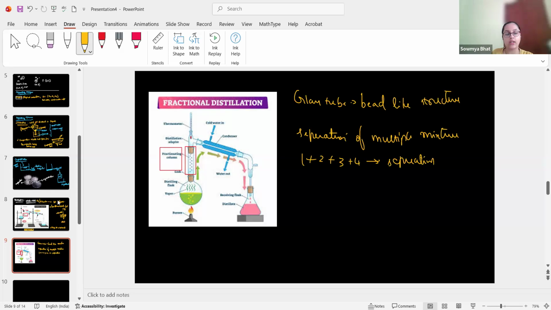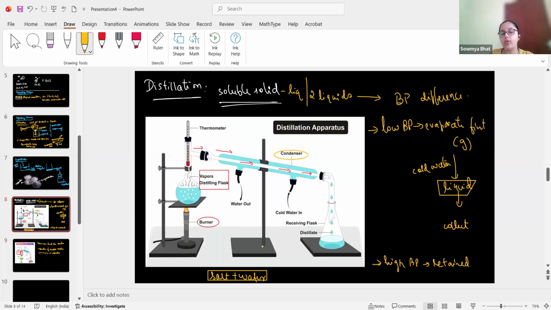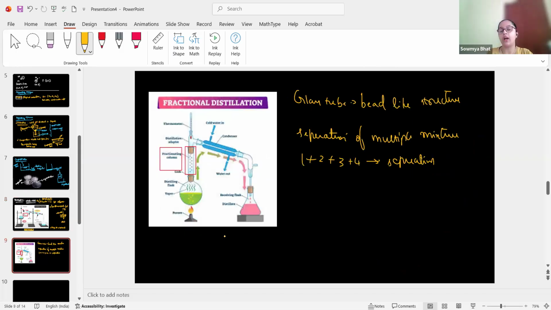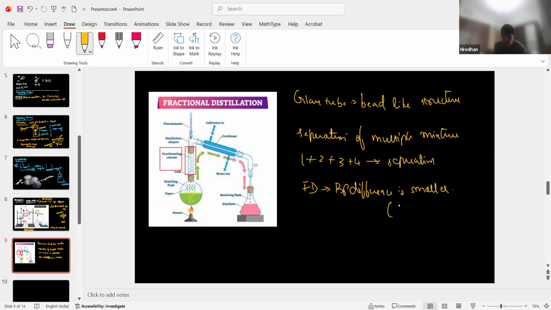Here in the regular distillation, if I have two substances, the boiling point difference must be more than 40 or 50 degrees Celsius. If I have two liquids which have sufficient difference in the boiling point, I can apply this distillation. If they have close difference, I can't apply. But in case of fractional distillation, if the boiling point difference is smaller, we can apply this. Even 15 to 20 will also work. So over here you separate multiple different mixtures in a single one.